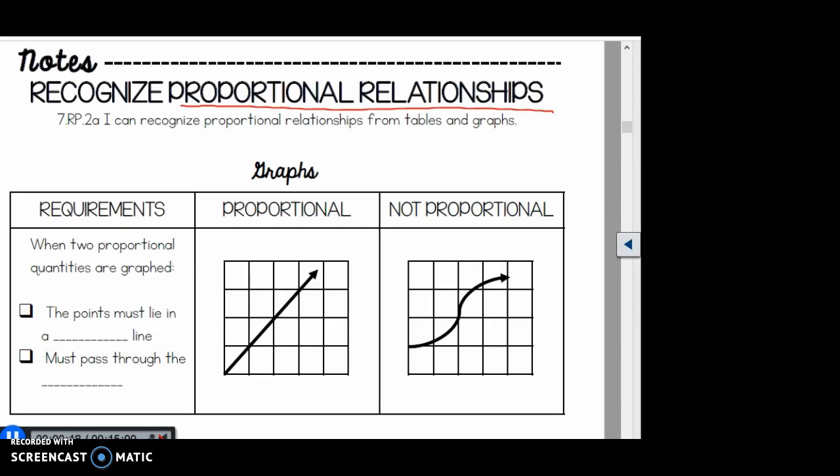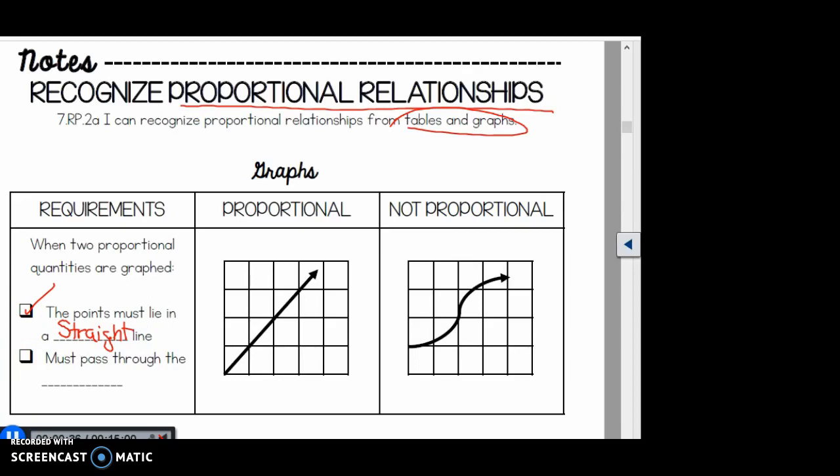Okay, the only thing I want you to be able to do by the end of this video is be able to recognize if a table or graph is a proportional relationship. So when we're looking at graphs, there are two requirements. The points must lie in a straight line. Oh, that seems pretty easy.